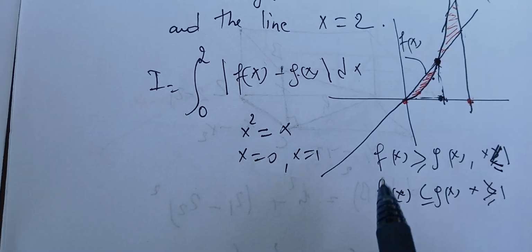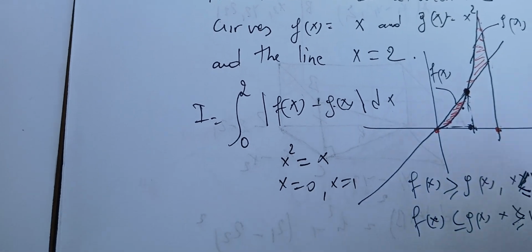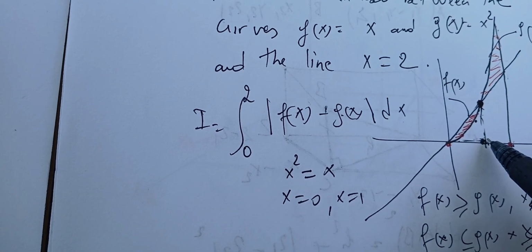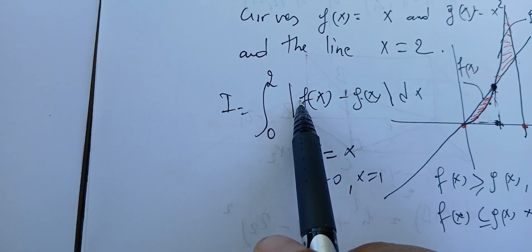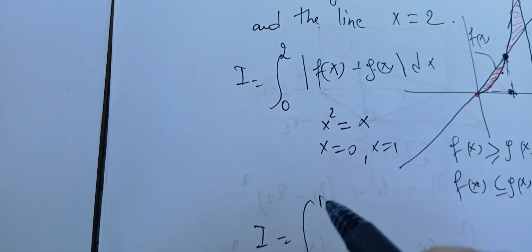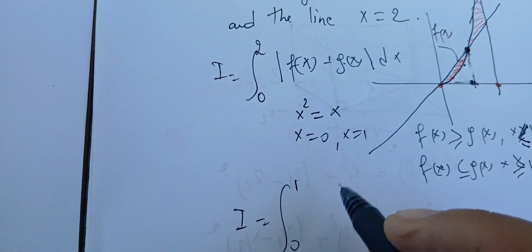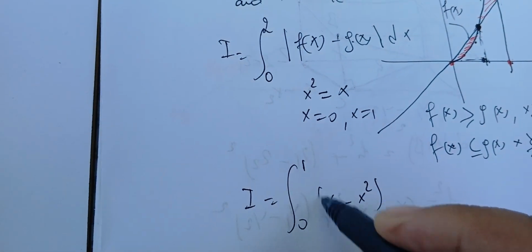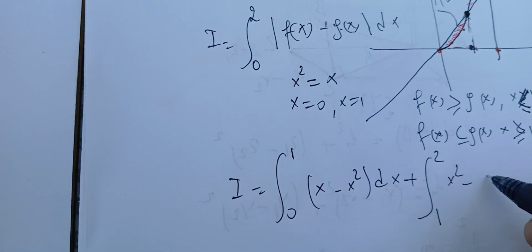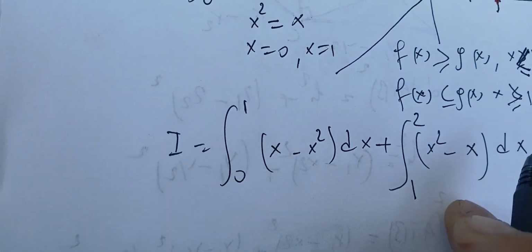So in this case, we can get rid of the absolute value by first integrating between 0 and 1, and after that, integrating between 1 and 2. That's how we do that. So between 0 and 1, which function is on top? It's f of x, which is x. So we have x minus x squared dx. And between 1 and 2, x squared is bigger than x. That's why we have this integral.